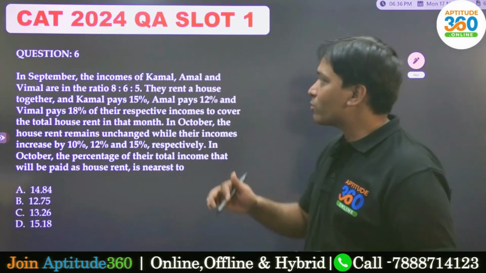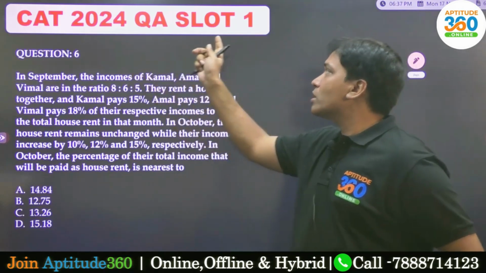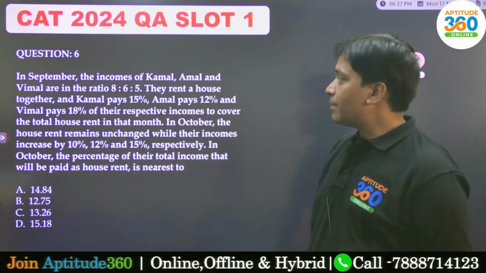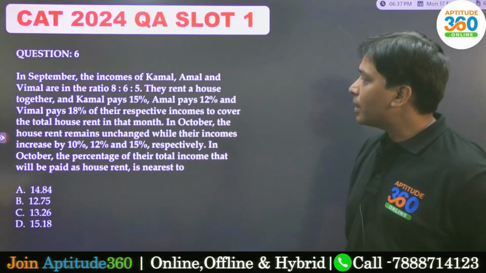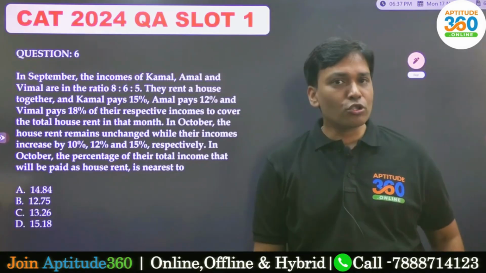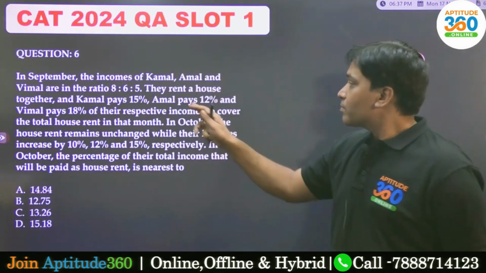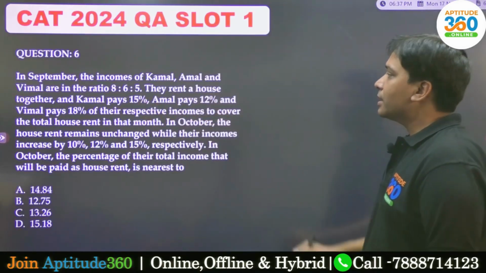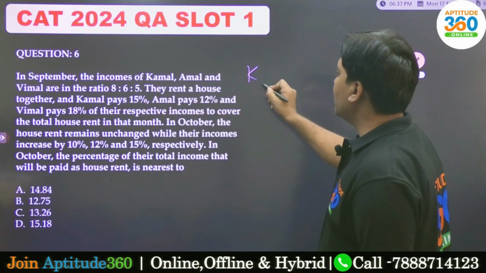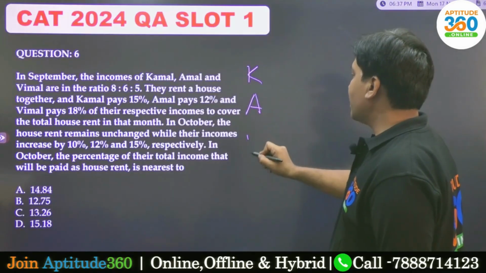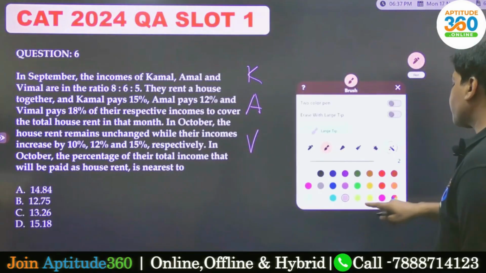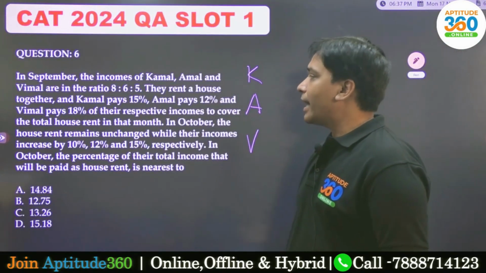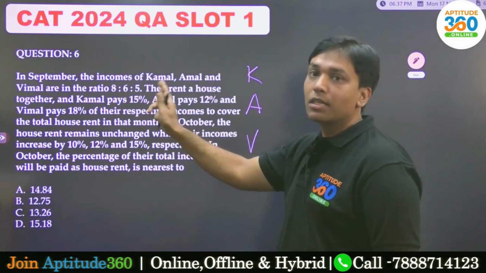Let us solve this question. It was asked in CAT 2024, slot 1, question number 6. It says that in September, the incomes of Kamal, Amal and Vimal are in the ratio of 8:6:5, right? And then they rent a house together and Kamal pays 15%. So there are 3 persons, Kamal, Amal and Vimal, and their incomes are in the ratio of 8:6:5.